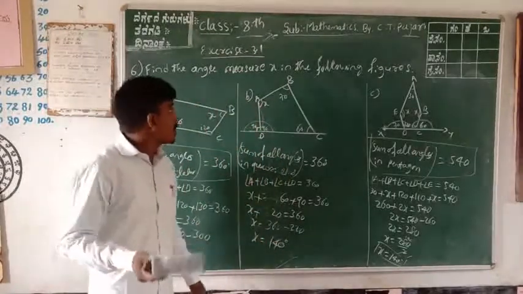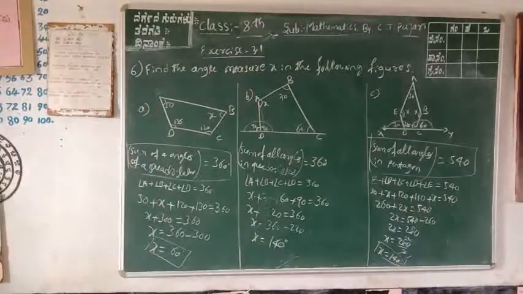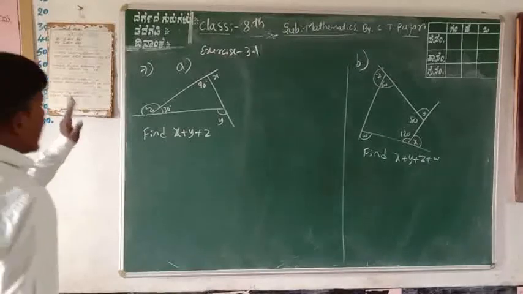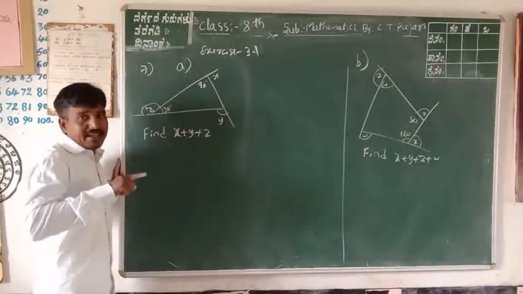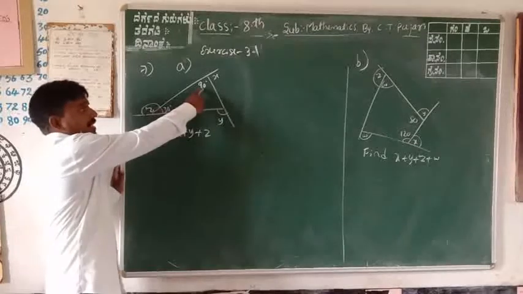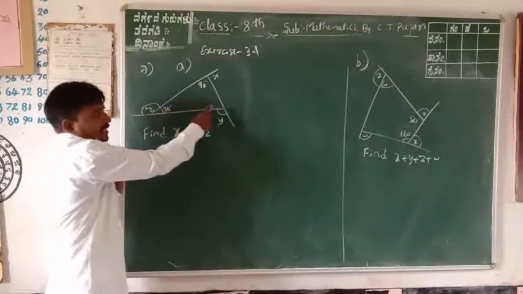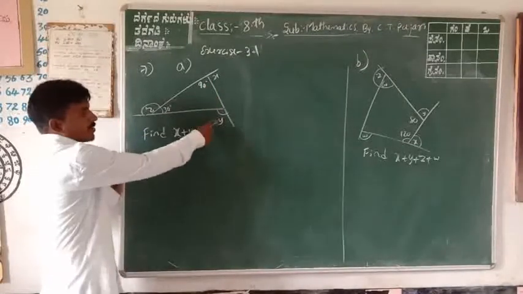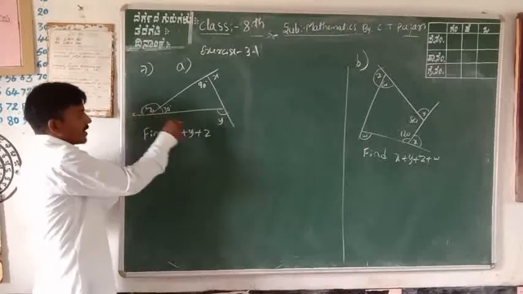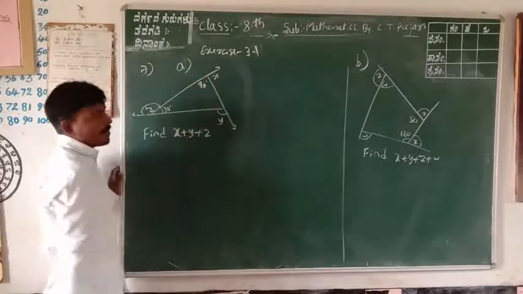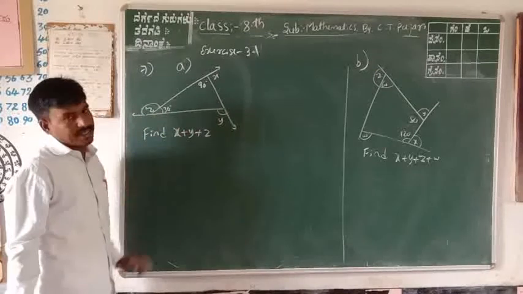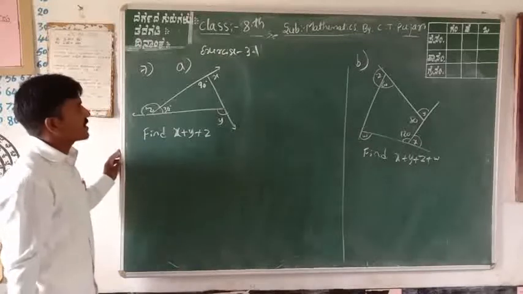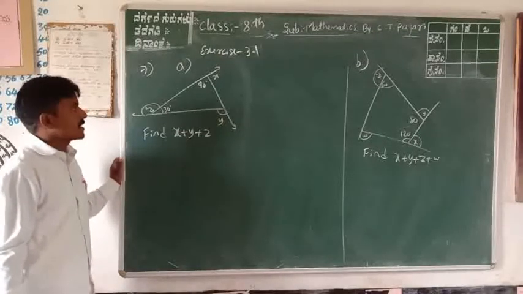Next, in the 7th one, in the triangle, there are interior angles and exterior angles. 90 is an interior angle, 30 is an interior angle, this is also an interior angle, but x is an exterior angle, y is also an exterior angle, and z is also an exterior angle here. You can find out the sum of x plus y plus z. You will learn about linear pair of angles and also exterior angles.